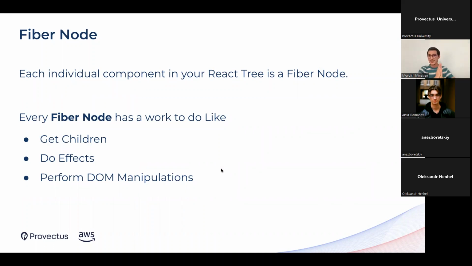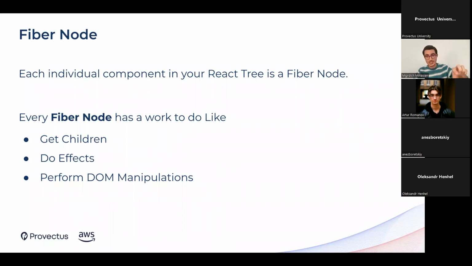So I mentioned that I will explain everything that I said. So let's start with just one simple definition, and we will work through it. What is a fiber node? Each individual component in the React tree is called a fiber node. Every fiber node has some work to do, like getting the children, doing some effects, and performing manipulations.